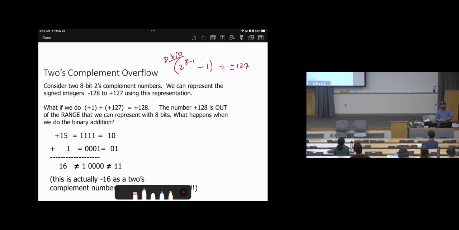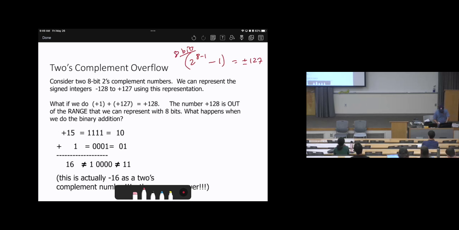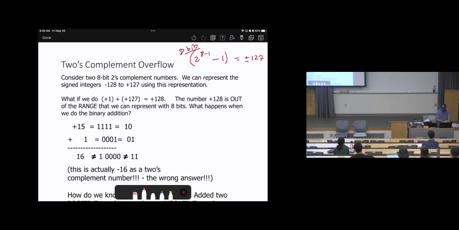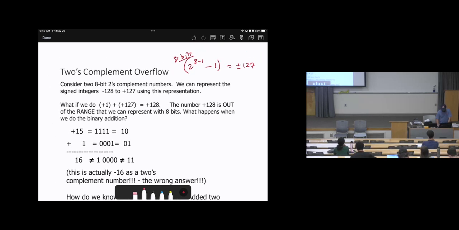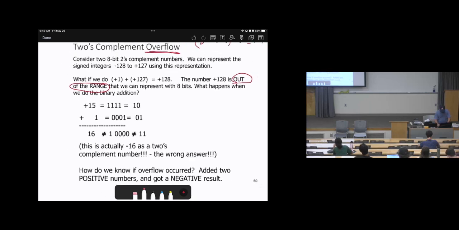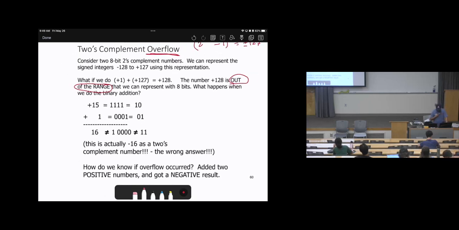How about if I make an addition for the 8 bits beyond this range, for example an addition between 1 and 127? 1 plus 127 will be 128. 128 is out of range in this case. So how will the system behave? There will be misinformation. We call this overflow. Overflow means misinformation. When we do this addition, we will realize that the answer is totally different from reality.